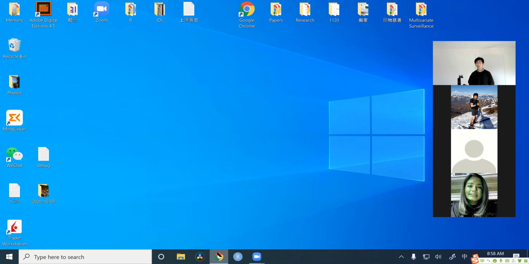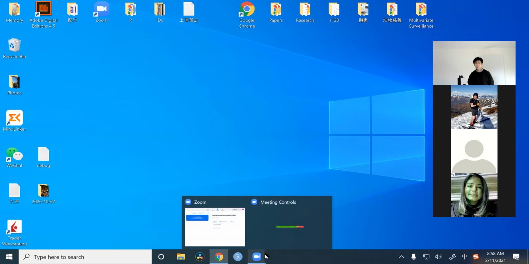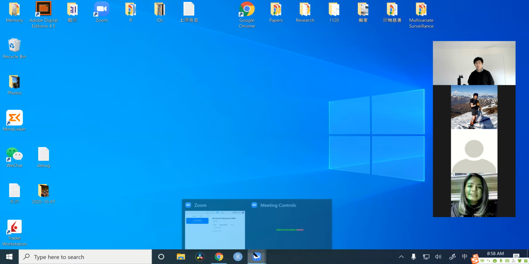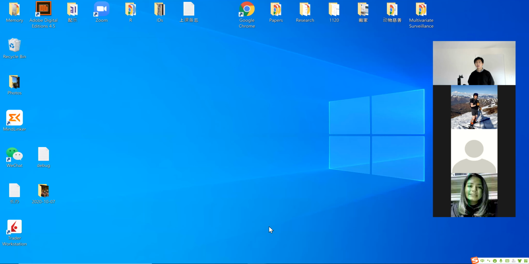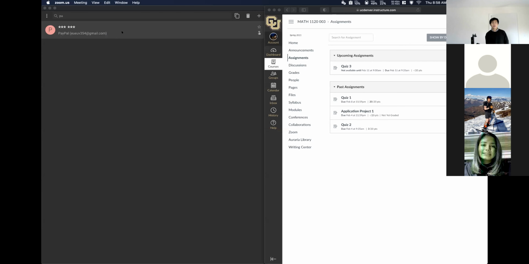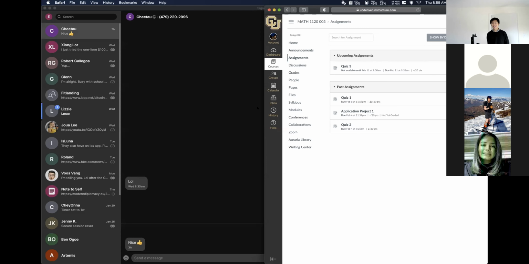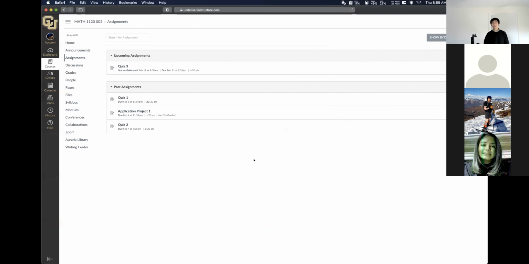It says that the host disabled participant screen sharing so far. Thank you for reminding me that. Let me change that. Stop sharing. Okay, now you can. Share all of your desktop. Wow, someone has a PayPal. I'm just joking, never mind. Okay, everybody share your screen and get ready for the quiz.